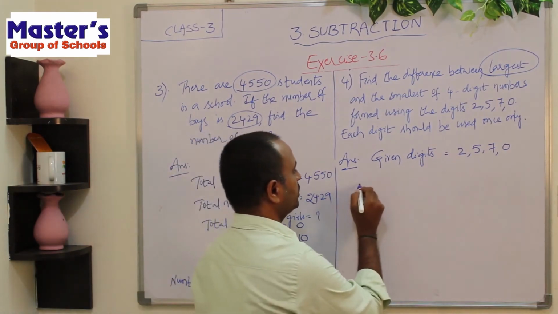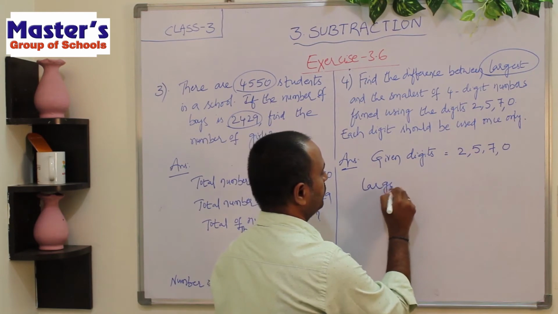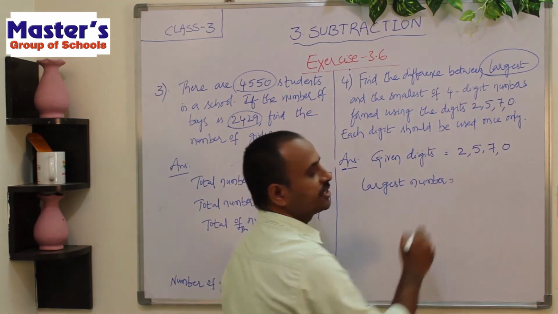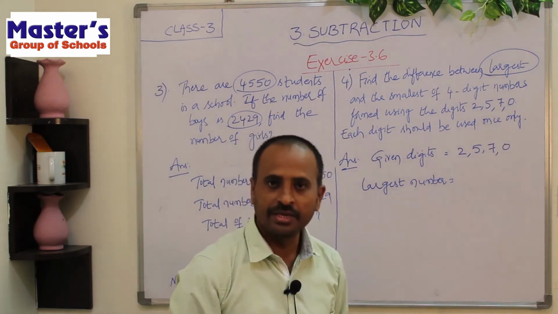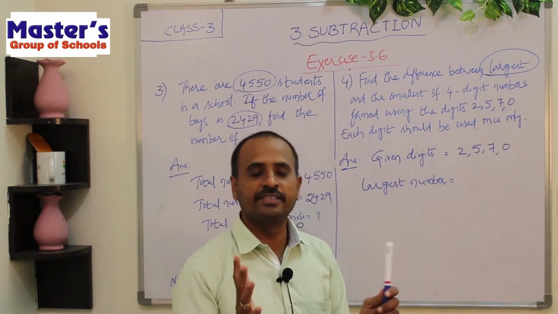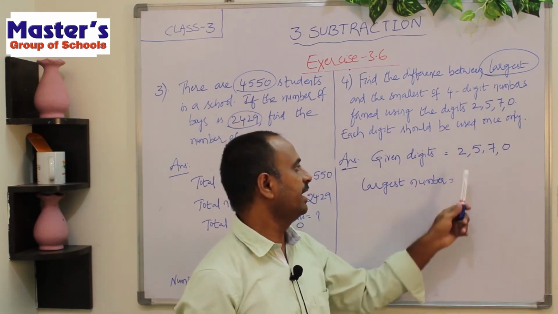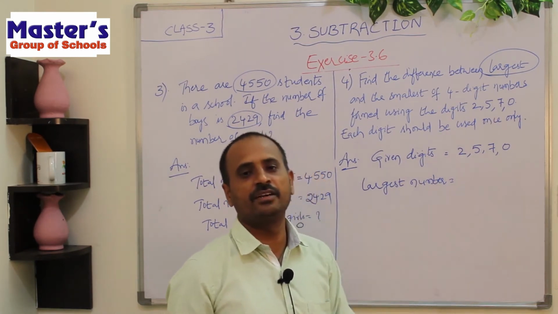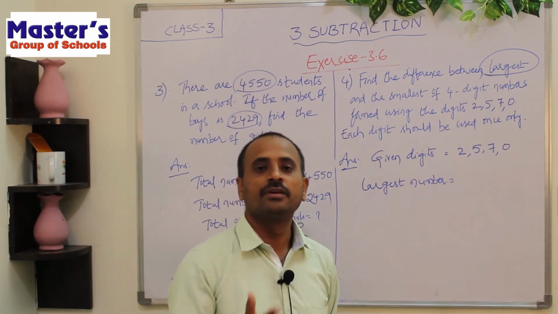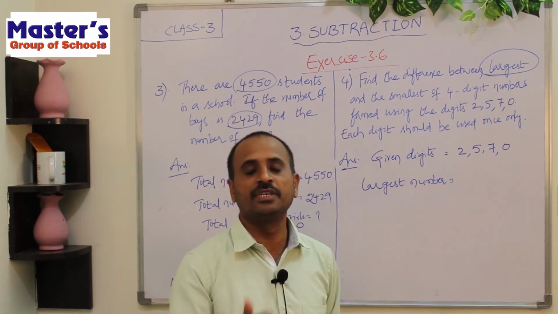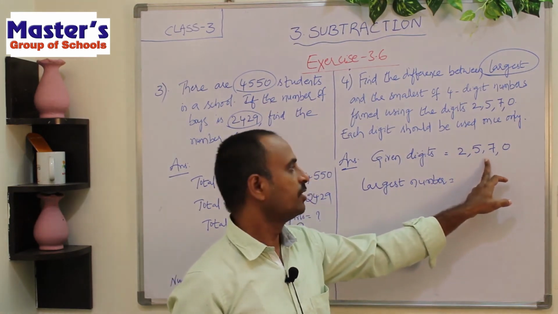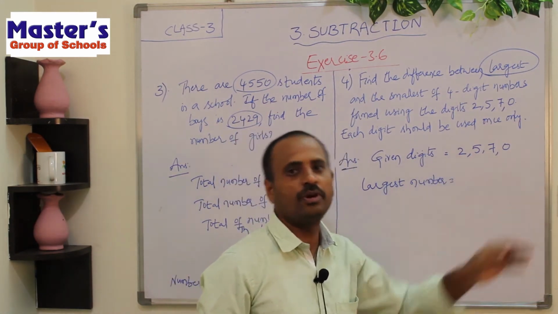Largest number is equal to. How will we get the largest number? Simply we have to arrange these digits in descending order. If we arrange these digits in descending order, we will get the largest number. So descending order means largest to smallest, that means greatest to smallest. So now arrange these digits from greatest to smallest.